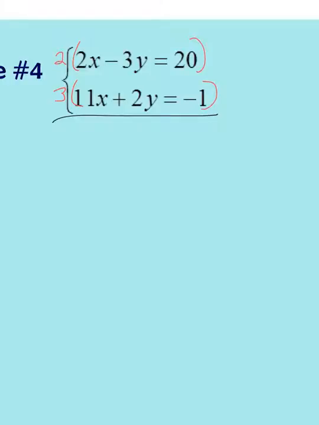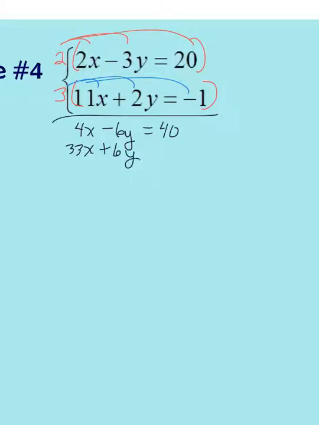I'm going to write what I have left over. And don't forget to distribute this all the way through. So 2 times 2x is 4x. 2 times negative 3y is negative 6y. And 2 times 20 is 40. Then we are distributing this all the way through. So 3 times 11 is 33x. 3 times 2 is positive 6y. And 3 times negative 1 is negative 3.